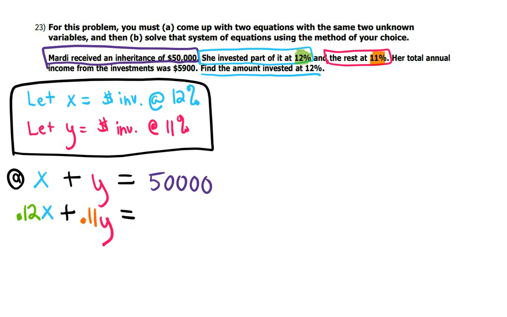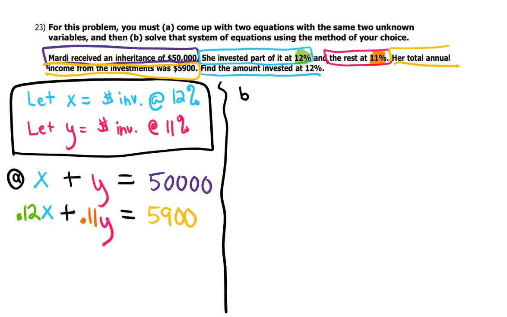And that is going to equal 0.12 times X, that'll earn interest there, and 0.11 times Y will earn interest in the other account. And then the two of those together, it says her total annual income from her investments is $5,900. And that's part A. All right.